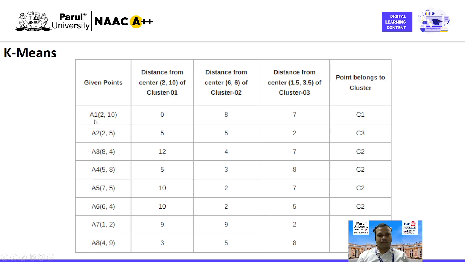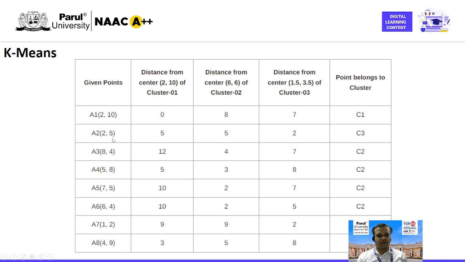Similarly, we calculate the distance from point number 1 to the cluster 1, cluster 2, and cluster 3 centers using the given formula. We already calculated in the previous slide: A1 C1 is 0, A1 C2 distance is 8, A1 C3 distance is 7, of which 0 is minimum. That means A1 belongs to cluster number 1, so C1.